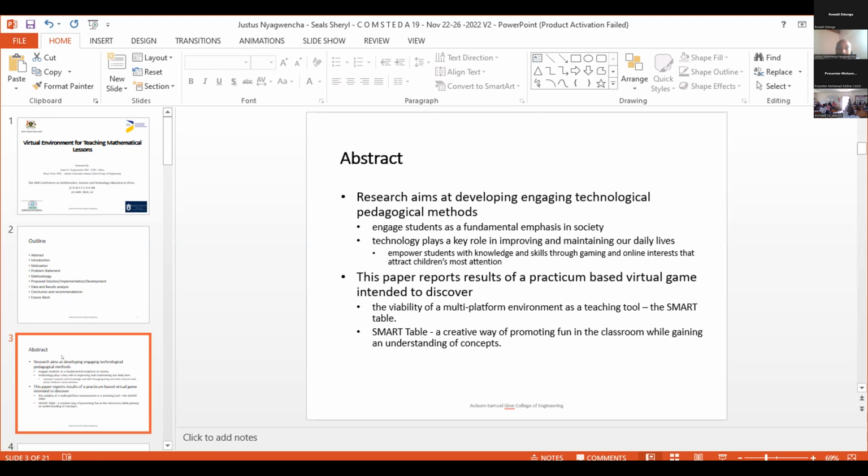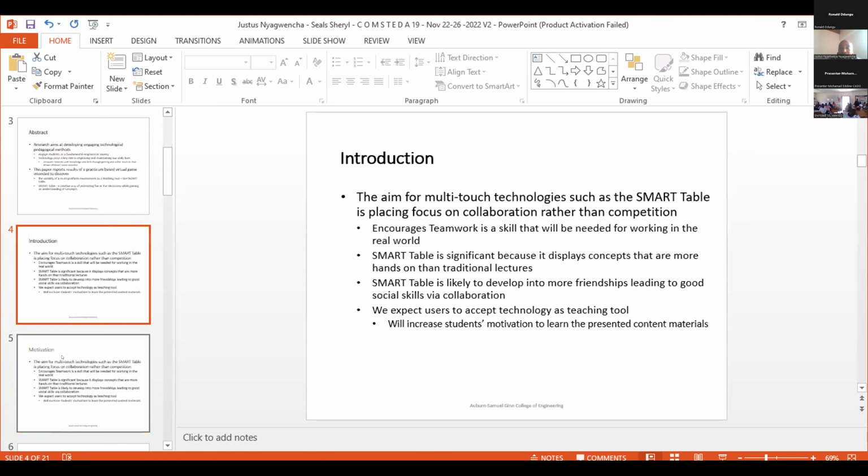So this research paper reports what we did. We did a practical game and used a smart table to do a small practical game. Then we did a study with a few K-12 teachers in the local area around Auburn University. That's what we are reporting on: can we use a smart table or smart technology to help students gain understanding of mathematical or scientific concepts?